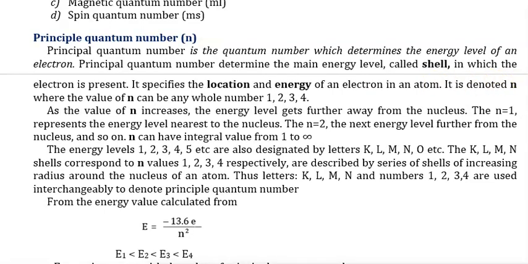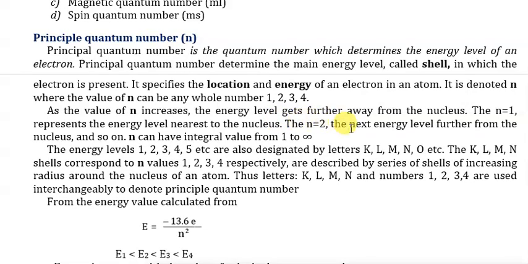So it is denoted by n, where the value of n can be any whole number, 1, 2, 3, 4, up to infinity. So the value of a principal quantum number starts from 1 to infinity, and these values are positive, because we can't have a negative energy level. As the value of n increases, the energy level gets further away from the nucleus. When n is equal to 1, it represents the energy level nearest to the nucleus, that is the first shell.